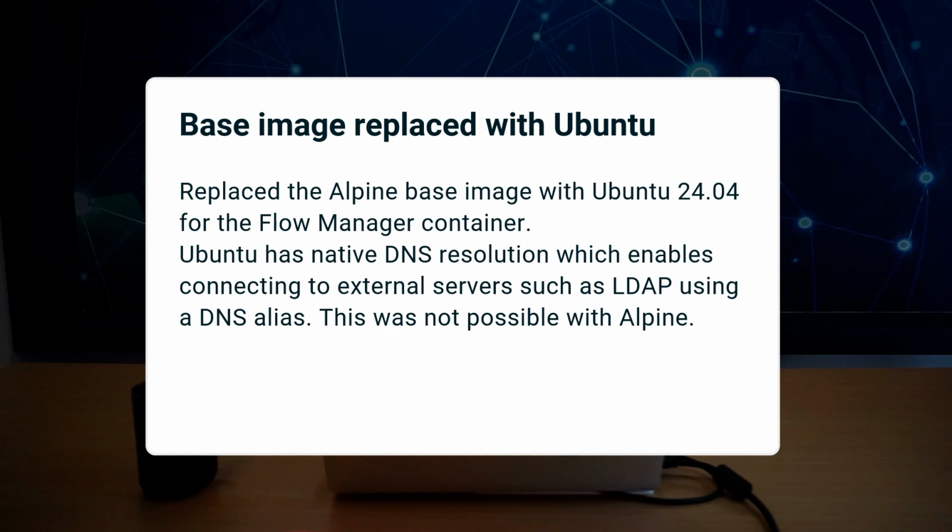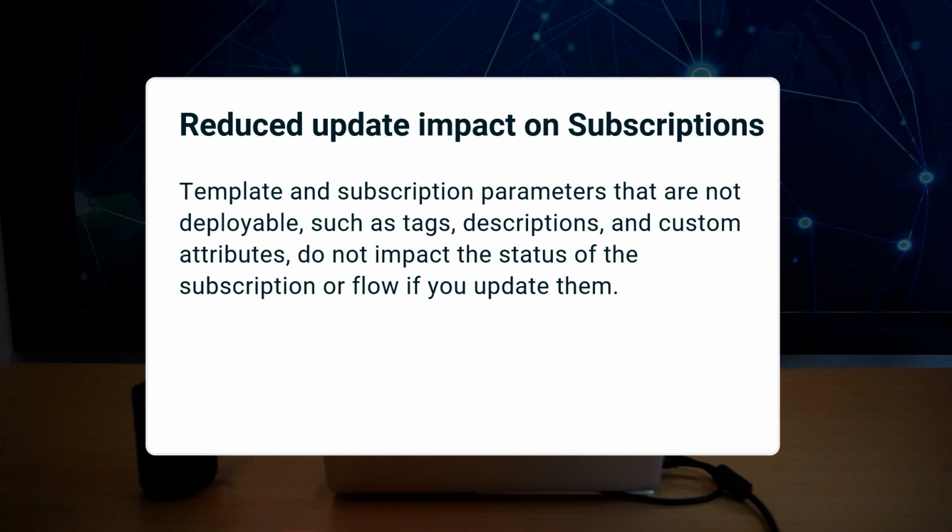Starting with this release, the Alpine base image was replaced with Ubuntu 24.04 for the Flow Manager container. In the latest version, template and subscription parameters that are not deployable, such as tags, descriptions, and custom attributes, do not impact the status of the subscription or flow if you update them.